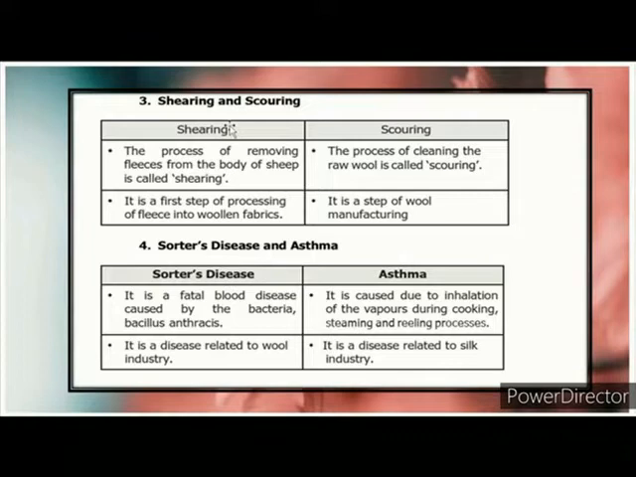Sorter's disease and asthma. Sorter's disease: it is a fatal blood disease caused by the bacteria Bacillus anthracis. It is a disease related to the wool industry. Asthma: it is caused due to inhalation of the vapors during cooking, steaming and reeling processes. It is a disease related to the silk industry.